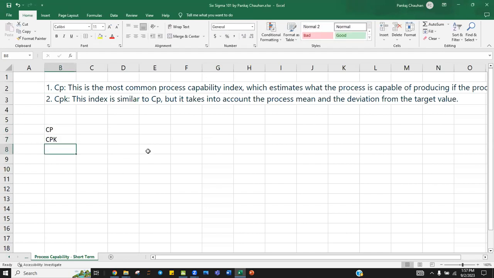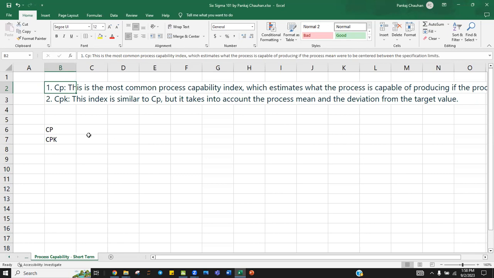So Cp is the most common process capability index, which estimates what the process is capable of producing if the process mean were centered between the specification limits. So Cp will tell you what potential your process has on a short-term basis, which means what it can deliver.